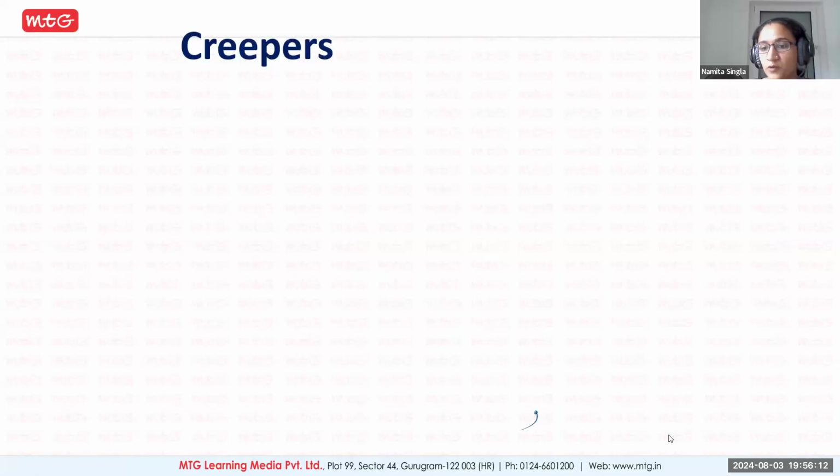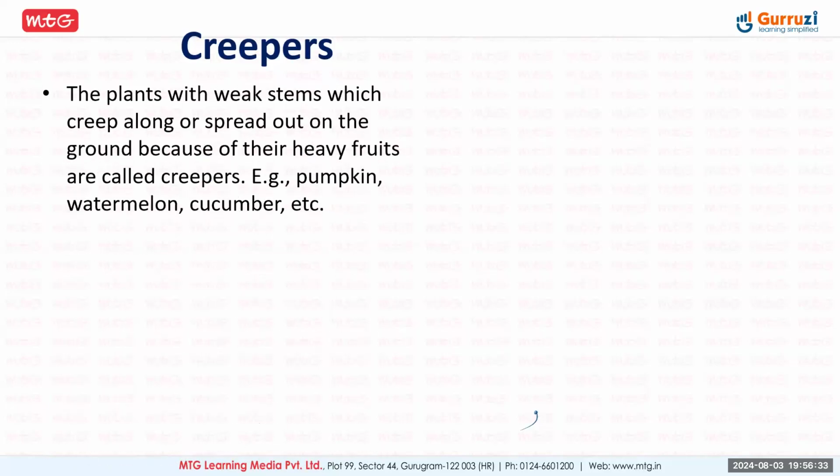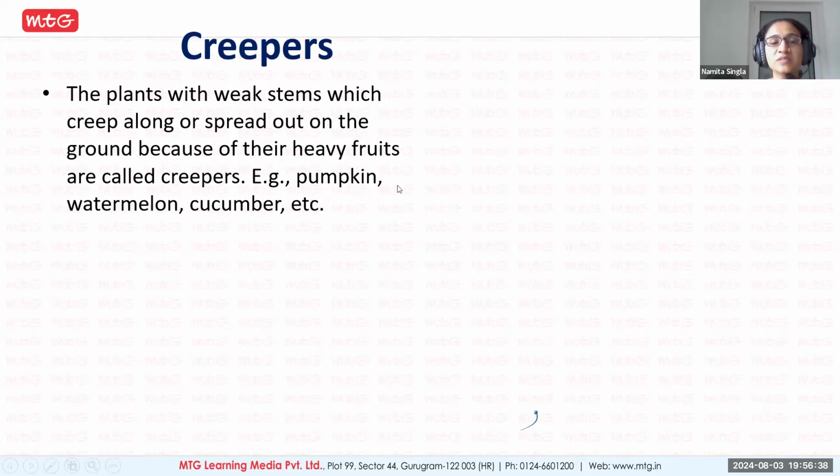Okay, creepers. Who will tell me what creepers are? Anik, what are creepers? Ma'am, the plants which cannot grow upright and just lie on the ground. Correct. They spread on the ground because their stems are so weak, so they cannot stand upright. So they creep along the ground, and they have very heavy fruits also.